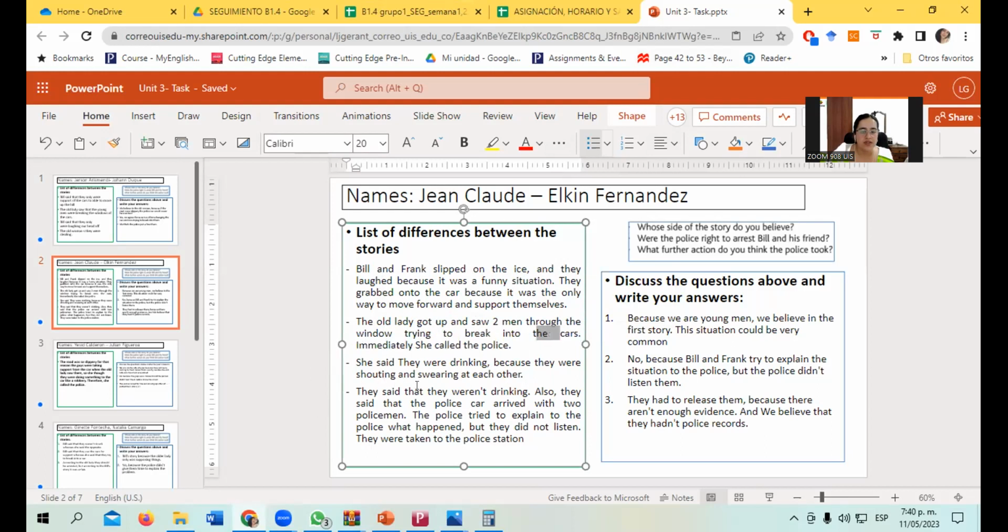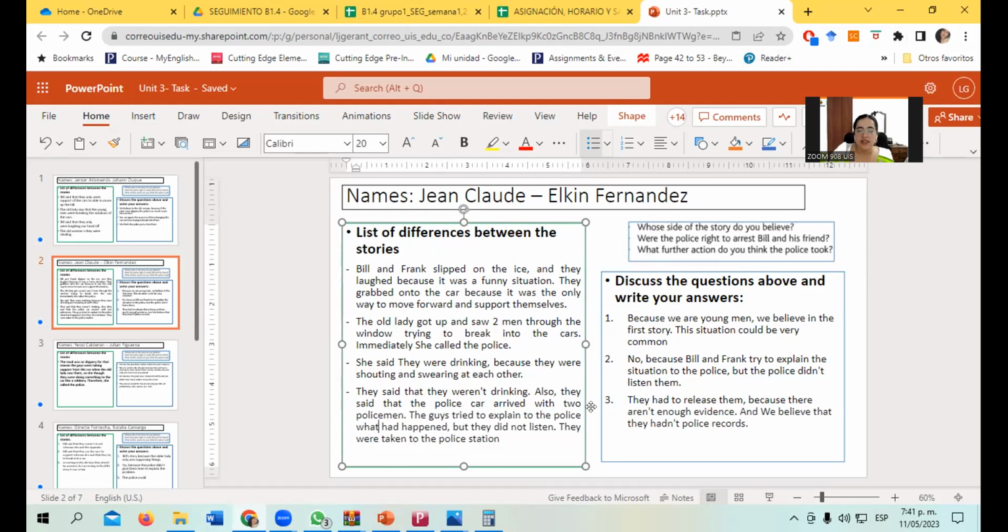She said they were drinking because they were shouting and swearing. They said that they weren't drinking. Also, they said that the police car arrived with two policemen. The police tried to explain what had happened, but they did not listen. They didn't listen. They were taken to the police station.